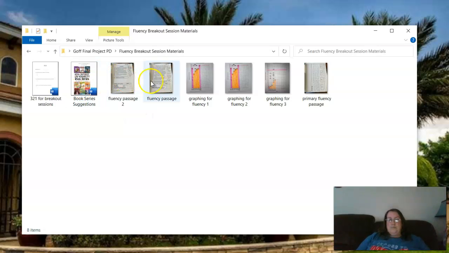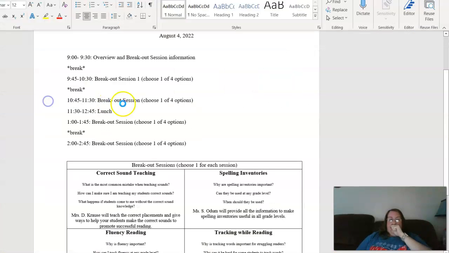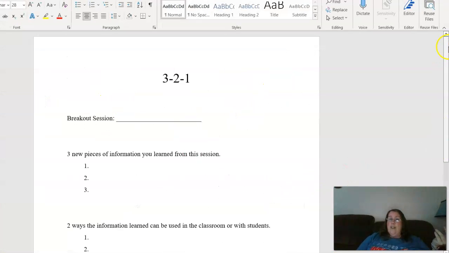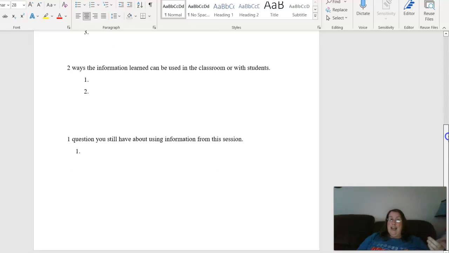So you want them to have choices that they can put in their own classroom libraries and help students find. And then also in here, each folder for the breakout session will have a 3-2-1 that they're able to fill out as they go through so they can put some ideas down. What have they learned? How would they use this in the classroom? And then any questions they would still need or want from the learning.